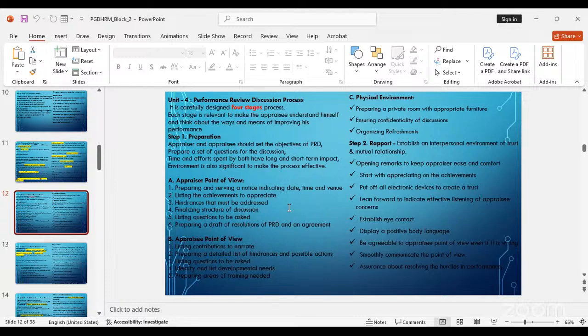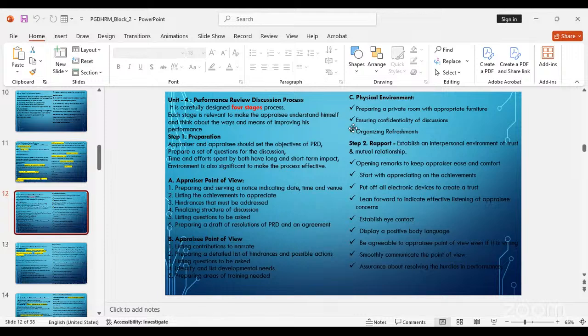Also, giving sandwich feedback is the appropriate way to do this. Listening to the achievements and hindrances that must be addressed, all this has to be taken care of. From the appraisee's point of view, listening is very essential, and listening will contribute to better performance.